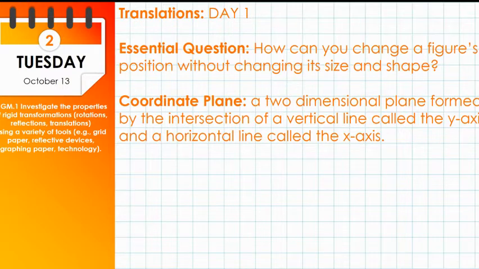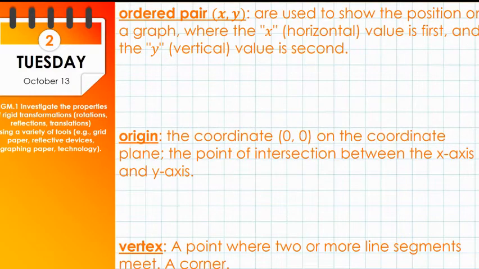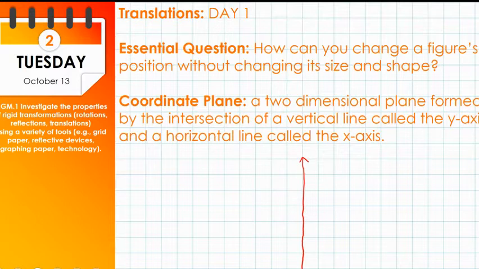It is nothing more than the X and Y axis, vertical and horizontal lines that intersect and form the coordinate plane. They form the coordinate plane. So the horizontal line is the x-axis. The vertical line is the y-axis.